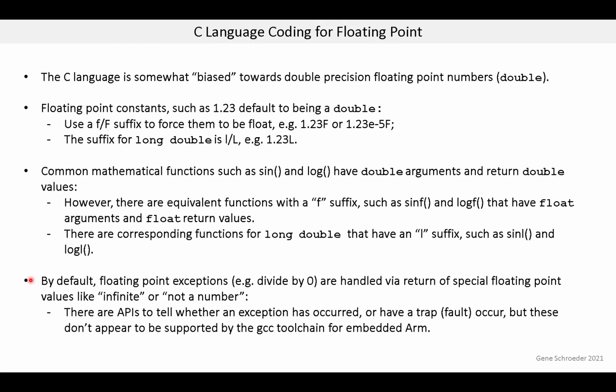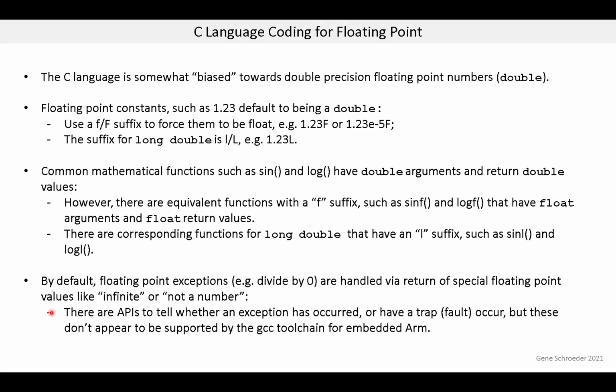Now, the C language does have APIs, functions that you can call that will tell you whether any floating point exception has occurred in the past. And you can also reset those flags. So maybe you do a bunch of calculations and at the end you can see if any exceptions occurred along the way. And there's also a way to have a trap or a hardware interrupt occur when a floating point exception happens. This is, for example, what happens when you do an integer divide by 0.